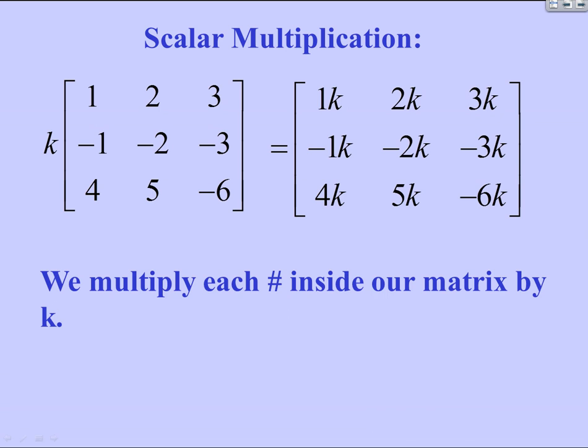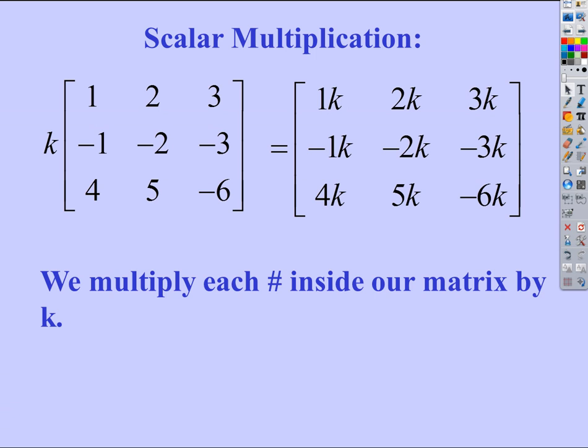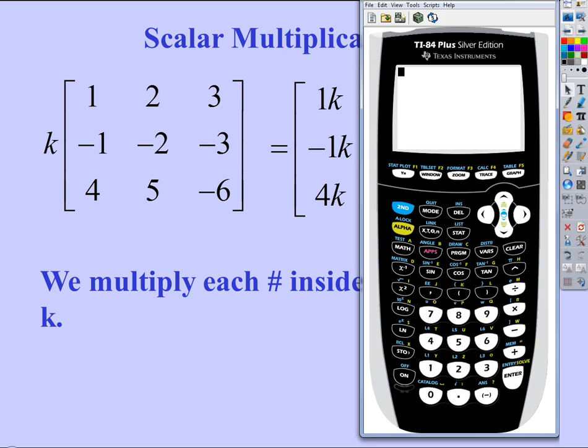Your calculator knows how to do all this stuff. If I were on my calculator, for example, I'll just show you here real quick. This is kind of cool. I could do something like this. I could say 4 times second matrix 1. So 4 times A is that, right? Just multiply everything by 4. Okay?